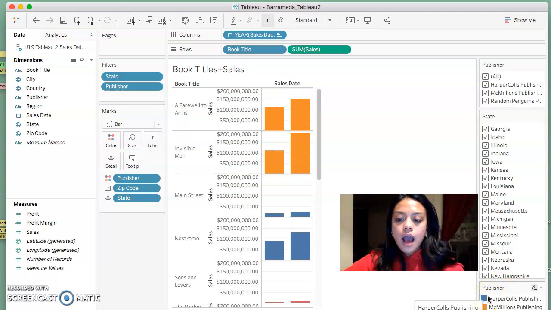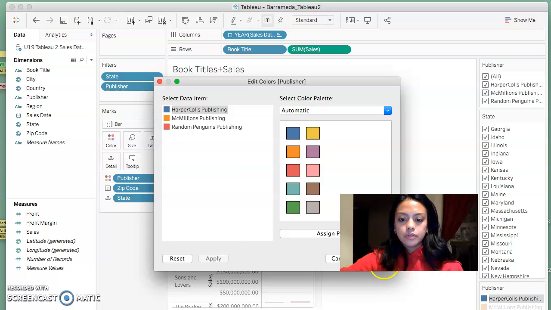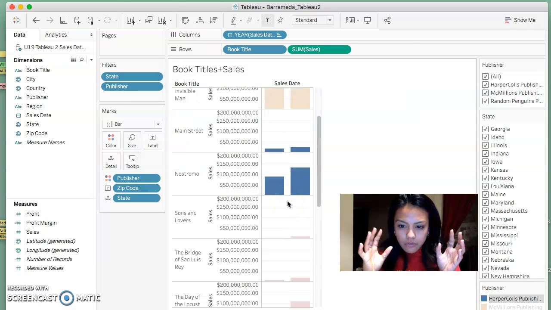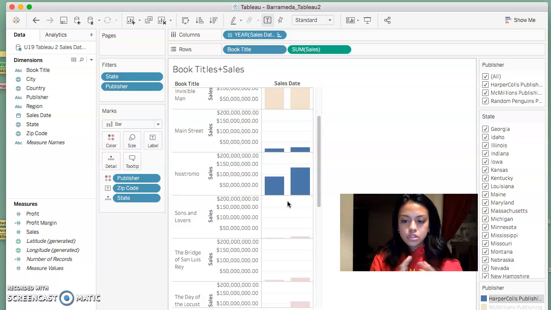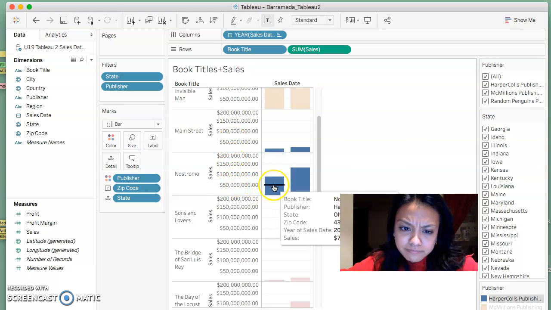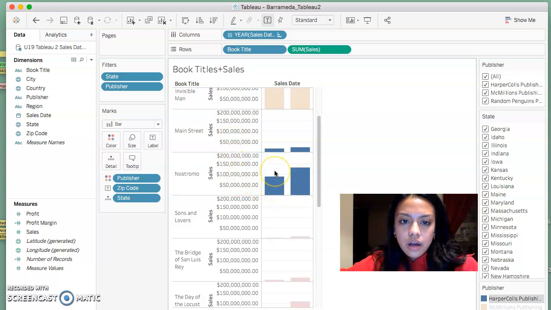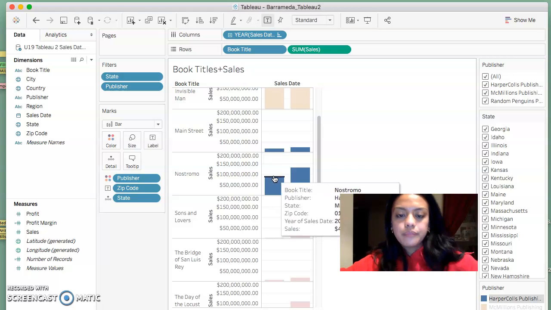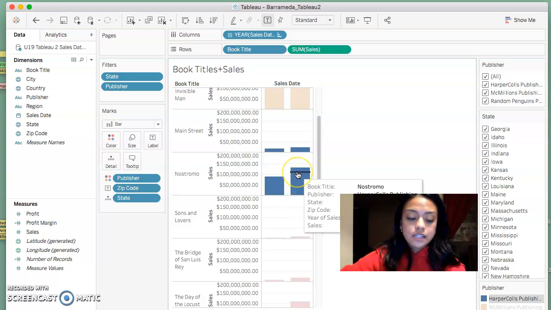Say I wanted to just look at HarperCollins Publishing. I don't know why it won't let me click right now, but basically, oh, here we go. It dims out the other two publishing companies, and it mainly focuses on HarperCollins Publishing and which books had the highest sales. Main Street and Nostromo, I guess I said that right, had these sales for 2017 versus 2018, and for this one you can see that in 2018 they had higher sales.